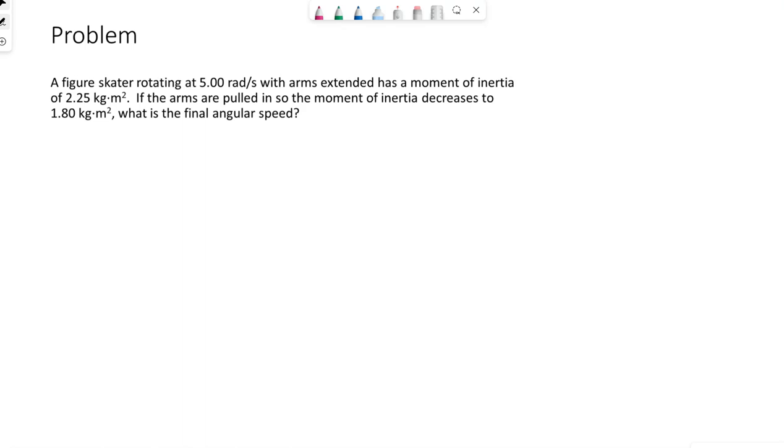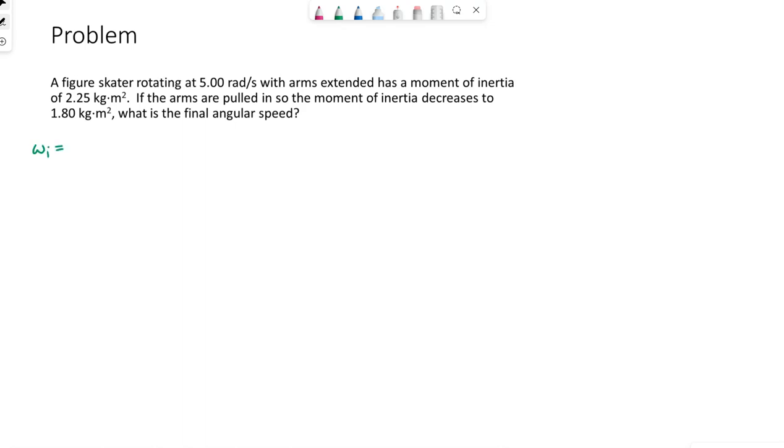I have a couple of examples of conservation of angular momentum. Here we have a figure skater rotating at 5 radians per second with arms extended, has a moment of inertia of 2.25 kilogram meters squared. If the arms are pulled in, so the moment of inertia decreases to 1.8 kilogram meters squared, what is the final angular speed?